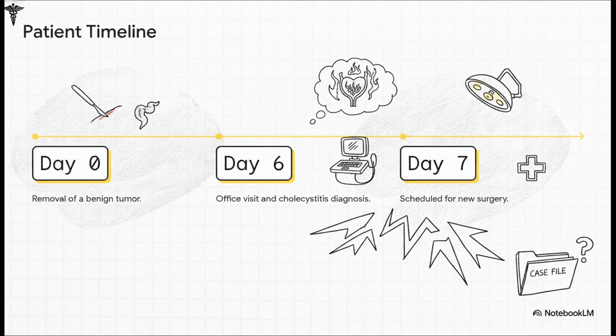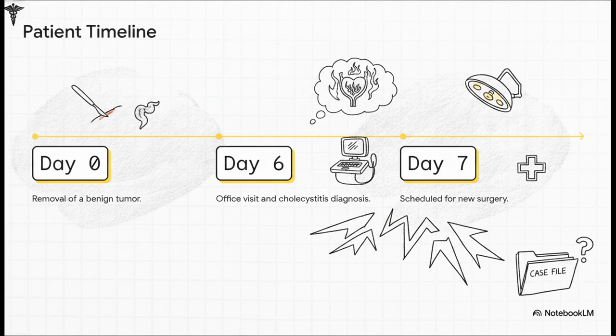But then, fast forward just a few days to day 6, the patient is back in the office, but this time they're complaining of some really severe abdominal pain. The provider does an ultrasound and diagnoses them with cholecystitis. In plain English, that's inflammation of the gallbladder. Because this is such an acute, urgent issue, a brand new surgery is scheduled for the very next day, which is day 7.